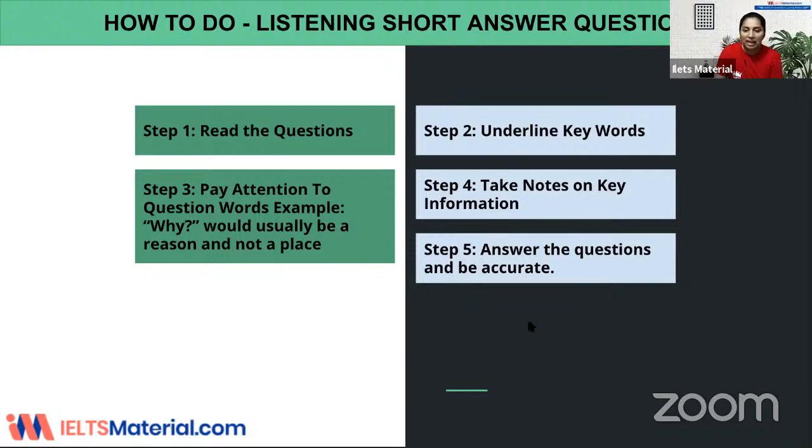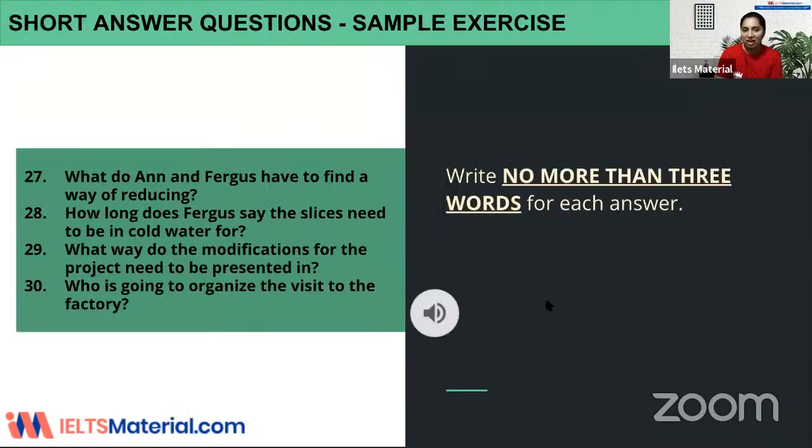Okay. Now, next we have a task for you where the condition is write no more than 3 words for each answer. And I guess you should be able to see the questions very clearly. We have 4 questions from 27 to 30. Make sure you give correct answers for all. And let's do this.